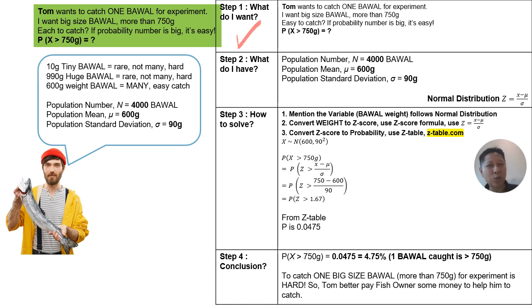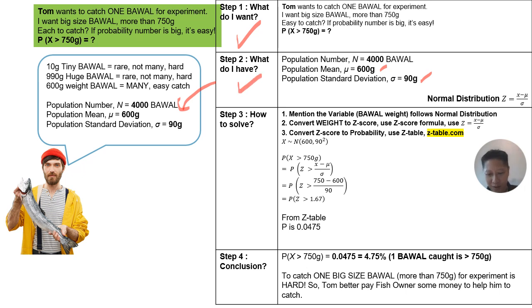Step 2, what do we have? Based on the information given by the lake owner, we know that the population mean of the bawa fish weight is 600 gram, and then the population standard deviation is 90 gram. We also know that this problem can be solved under the normal distribution model because we have a bell shape plus our weight is continuous data.